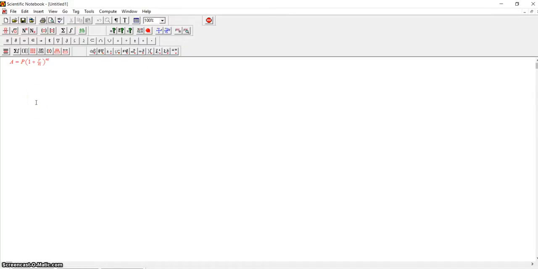All right, the formula we're going to use is A equals P times (1 plus r over n) raised to the nt. Now, what's a little bit confusing about this is they don't tell us how much money we start with. They just tell us that our investment is going to double. So the interesting thing is it doesn't really matter how much money we start with.